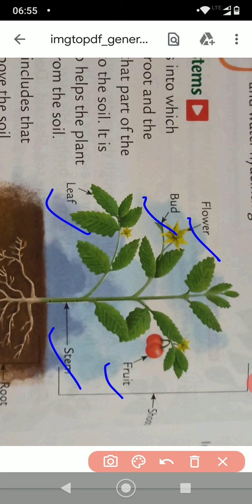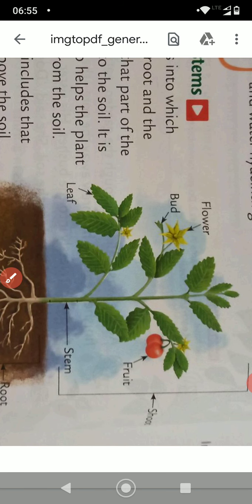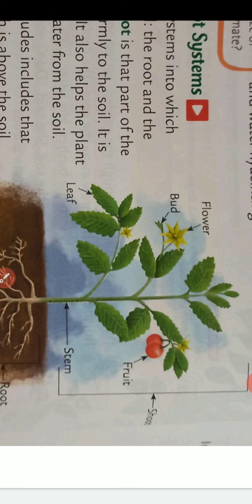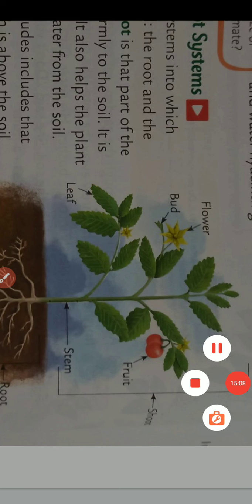Okay, children, so I think now you are clear what is a root system, what is the shoot system, what is the function of the root system, and how it helps the plants. I hope you are clear now. Next we'll see in the next video.